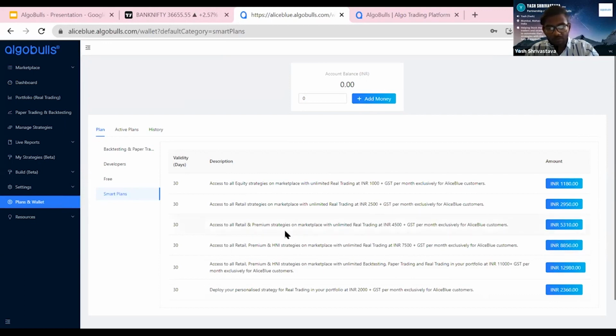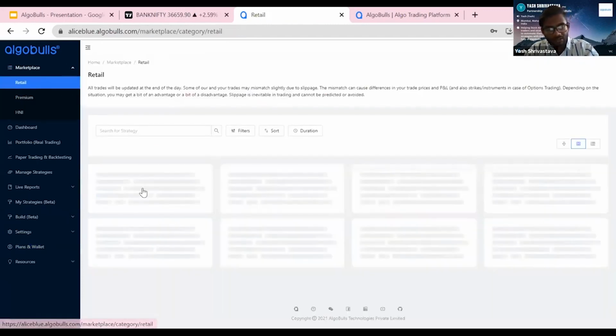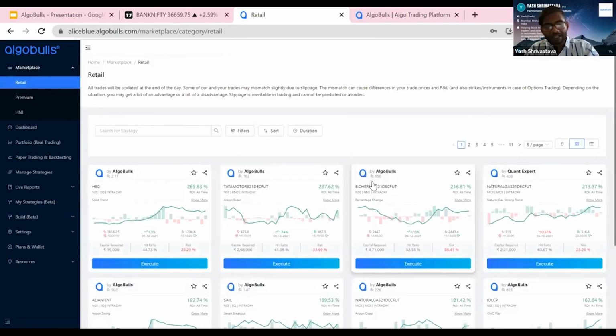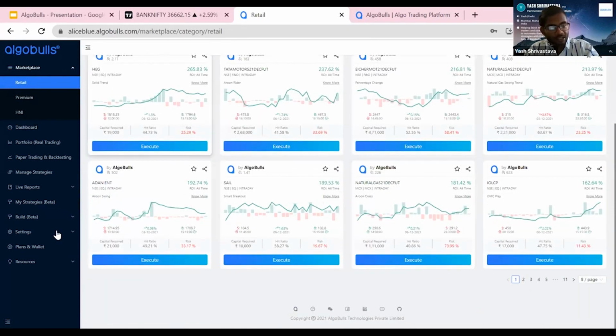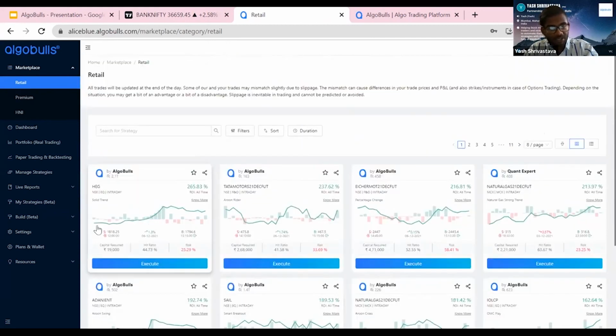In the plans and wallets, we have really flexible plans for Alice Blue customers, with our retail, premium, and HNI packages. So retail strategies, as I explained, are cash, futures and commodity strategies, which you could see over here. You would get access to all the strategies at 2,500 rupees. So this is the kind of ROI which you could expect from the strategy, which you could see over here.